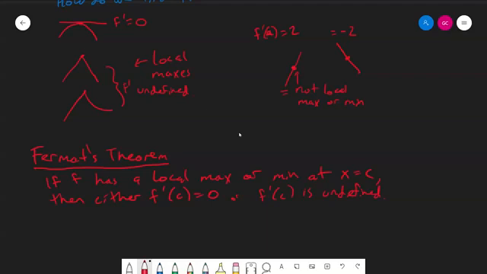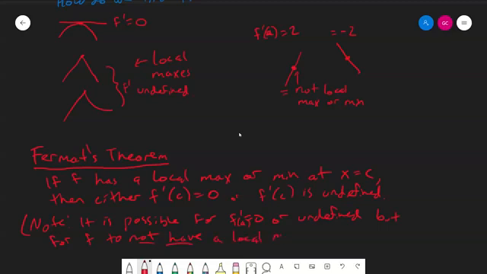Now we should be careful about what this says. It says if f has a local maximum, then the derivative is 0 or undefined. Notice that it is possible for f prime of a to be 0 or undefined, but for f to not have a local maximum or minimum at a.